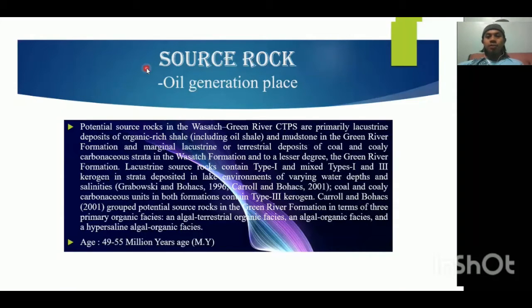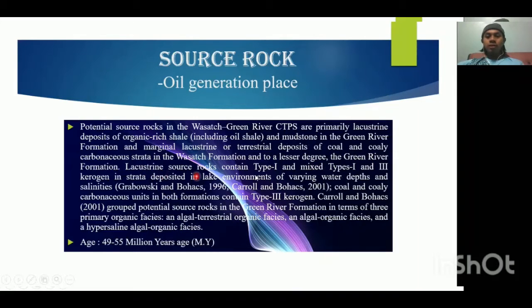Now we go to the first content, which is source rock. In general, source rock is the oil generation place. In Green River, potential source rocks in the Green River Total Petroleum System are primarily lacustrine deposits of organic-rich shale, including oil shale and mudstone in the Green River Formation, and marginal lacustrine or terrestrial deposits of coal and carbonaceous strata in the Wasatch Formation, and to a lesser degree the Green River Formation.